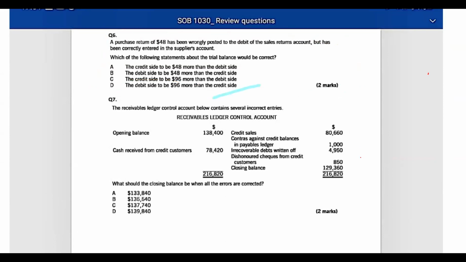So what is the solution? Question number 6. You have heard there is a purchase return of 48. You have returned the goods that are worth 48, but this has wrongly been recorded on the debit side of the sales account. You have made this mistake as a business, but the supplier has managed to record the correct entries for this. So the question is, which of the following statements about the trial balance would be correct?